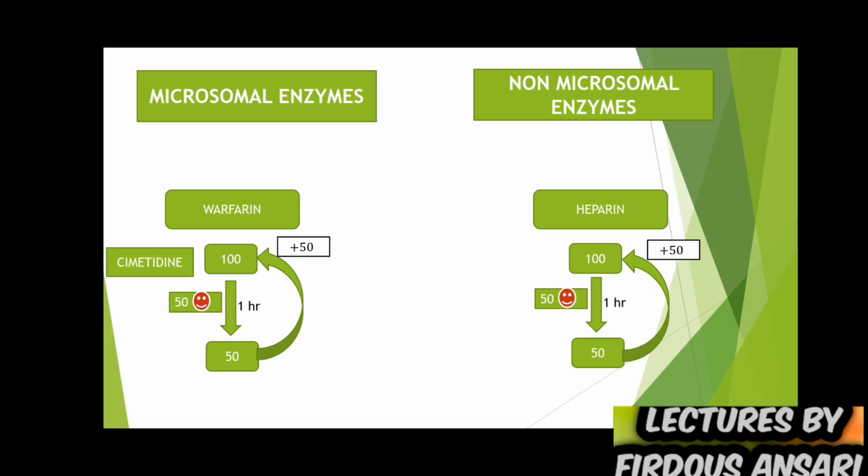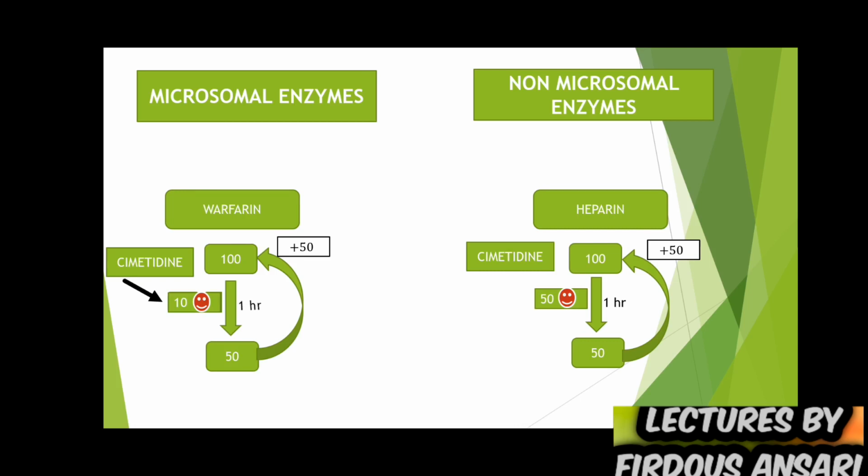Now what this cimetidine is doing to this microsomal enzyme is inhibiting it. Inhibiting means it is destroying enzymes. Suppose cimetidine has destroyed nearly 40 enzymes, so what is left over will be just 10 enzymes. Now what will these 10 enzymes do? As I have told you, one enzyme is for one molecule, so just 10 enzymes are able to metabolize just 10 molecules of warfarin.